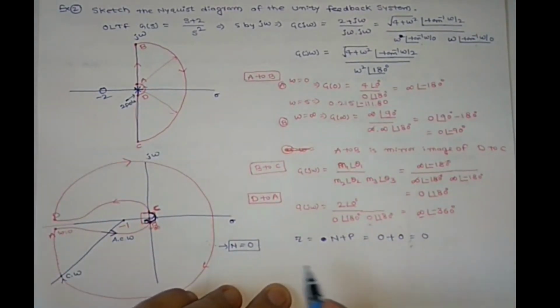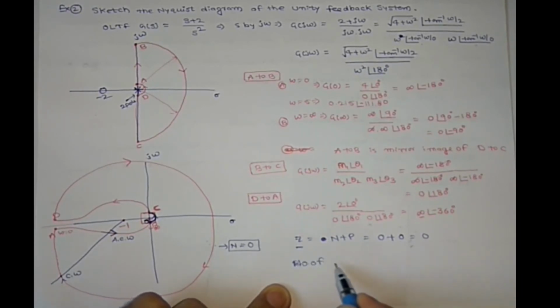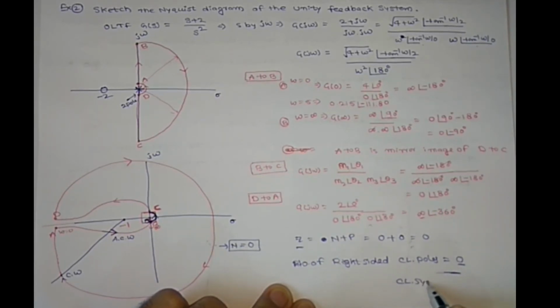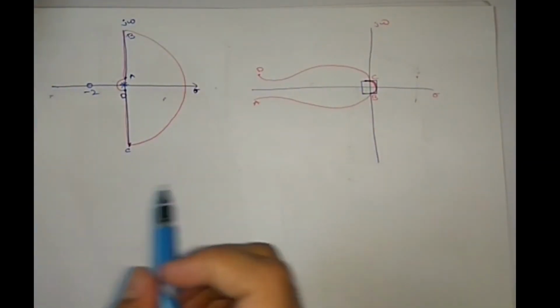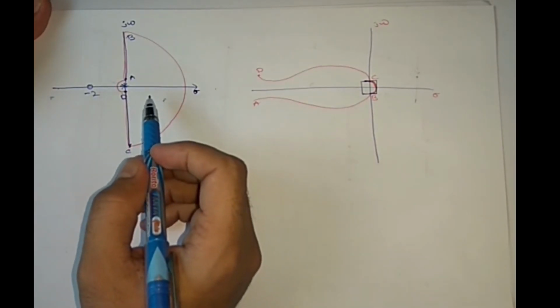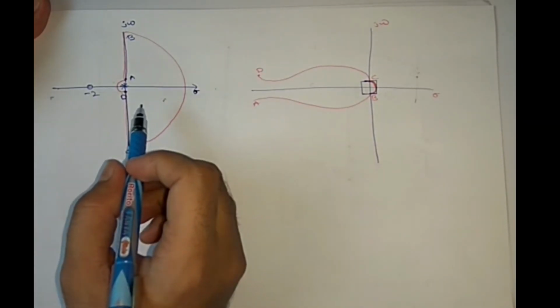Z equal to 0 means, Z means what? Number of right-sided closed loop poles. That is equal to 0. Means there are no right-sided closed loop poles, which means the closed loop system is stable. So you may ask, if I take a detour to the left side of the poles, then how will it be? Okay, we will see the problem will come out correct only.